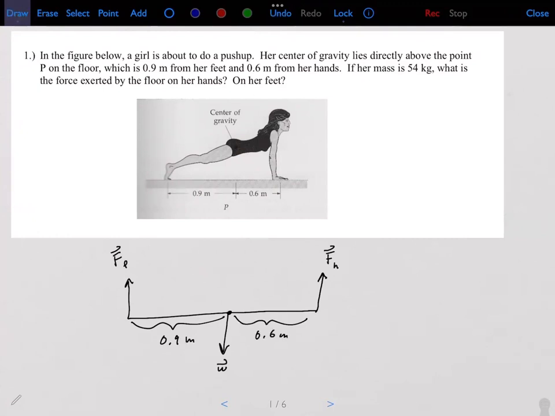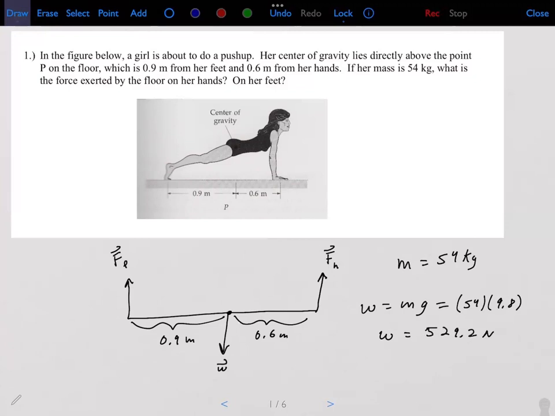What else do I know? Well, I know her mass too. Her mass is 54 kilograms. So if I want to calculate her weight, that's just mg. So that's going to be 54 times 9.8. So her weight is going to be 529.2 newtons.